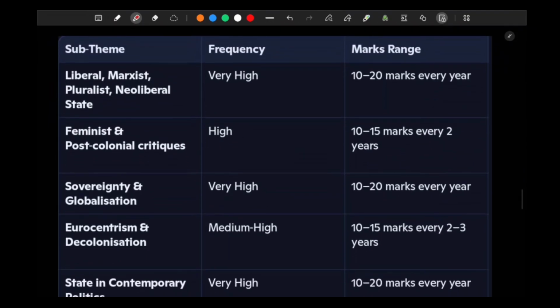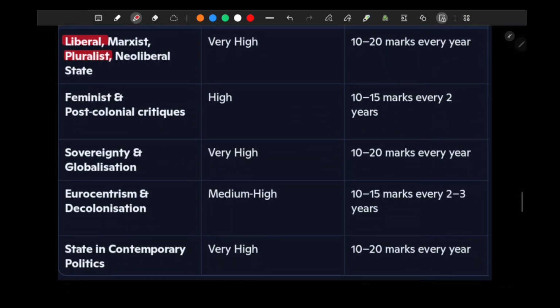What is the frequency and what is the return on investment? In all of the concept topics like power, sovereignty, equality, rights, and justice, you will find a lot of questions coming again and again. Very particularly, pluralist theory of state and liberal theory of state, very high. Every year there are going to be questions on this. Feminist and post-colonial critique, almost every year there is going to be a question.